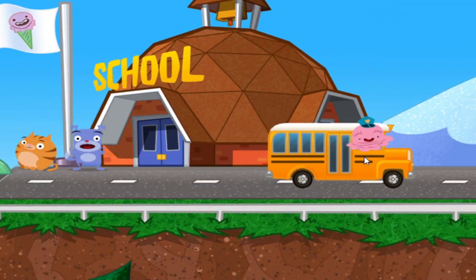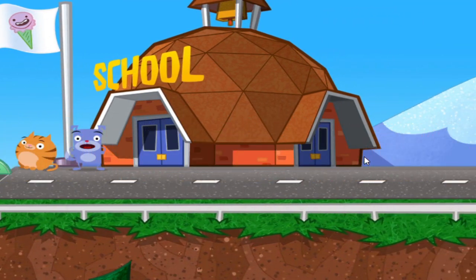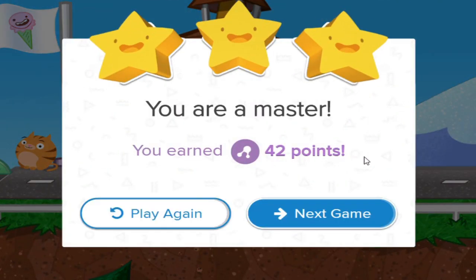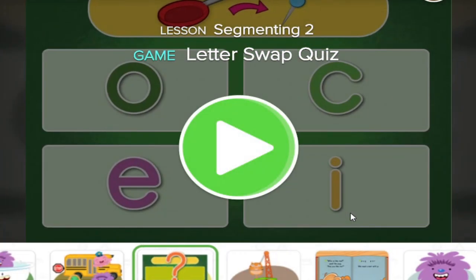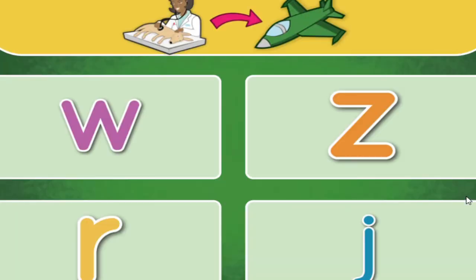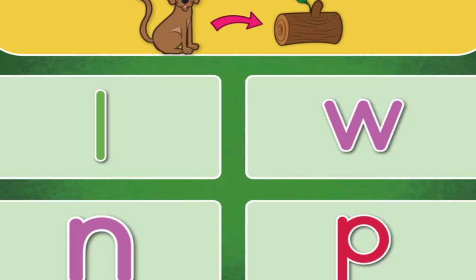Good work, word builder. The whole gang made it. You are a master. Which letter will change vet into jet? J.